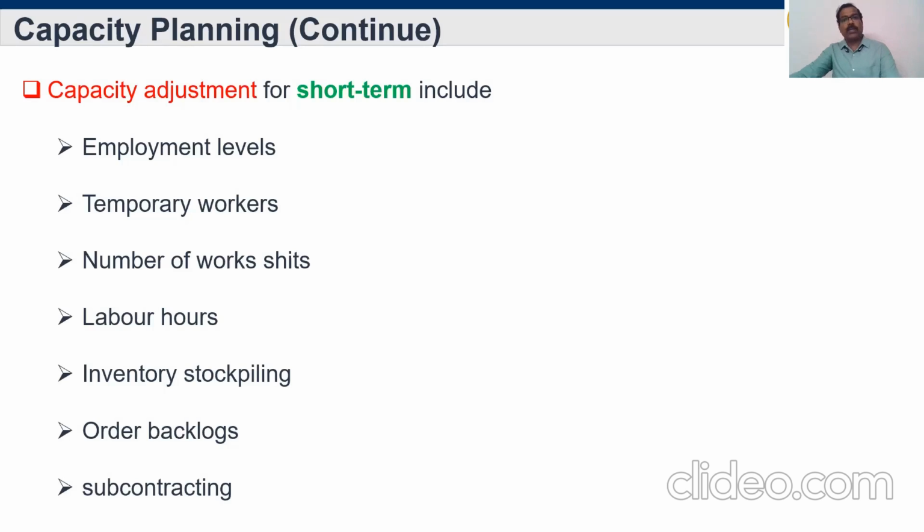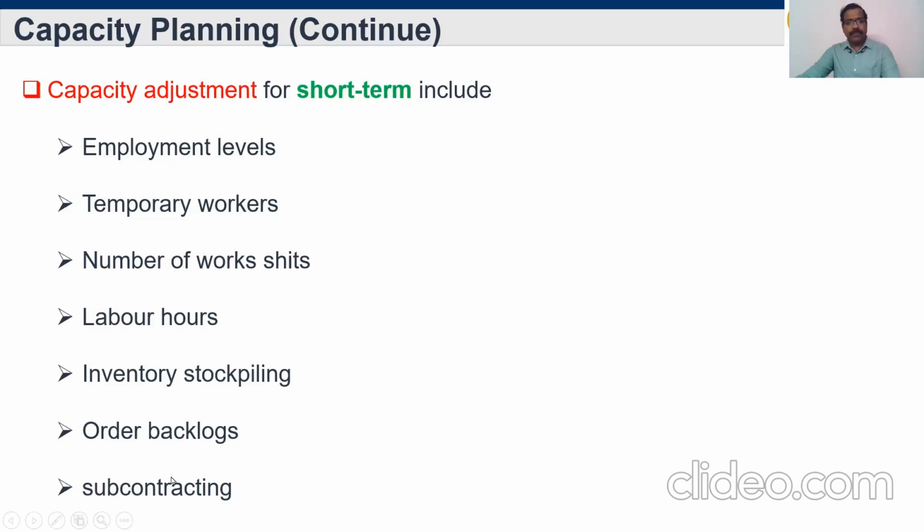Okay, so the number of work shifts. The number of work shifts also we can increase. Usually the company runs for 2 shifts, then they can go for 3 shifts. Or the number of hours of a particular shift, usually 8 hours. Somebody might go for a 9-hour shift.